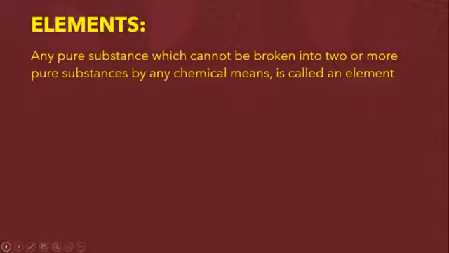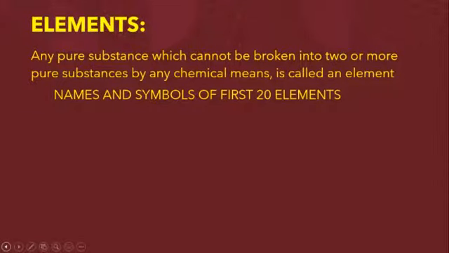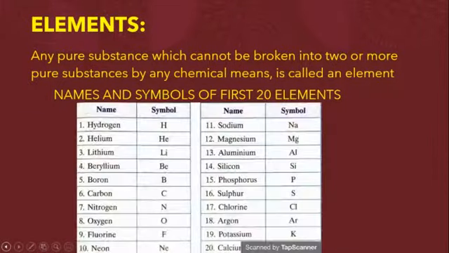The next part is elements in today's video. So, what's the definition of elements? Any pure substance which cannot be broken into two or more pure substances by any chemical means is called an element. So, names and symbols of first 20 elements.